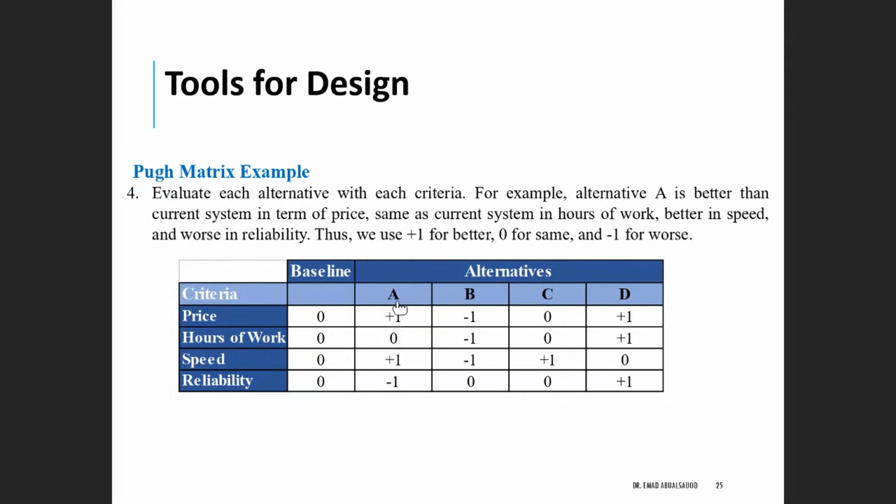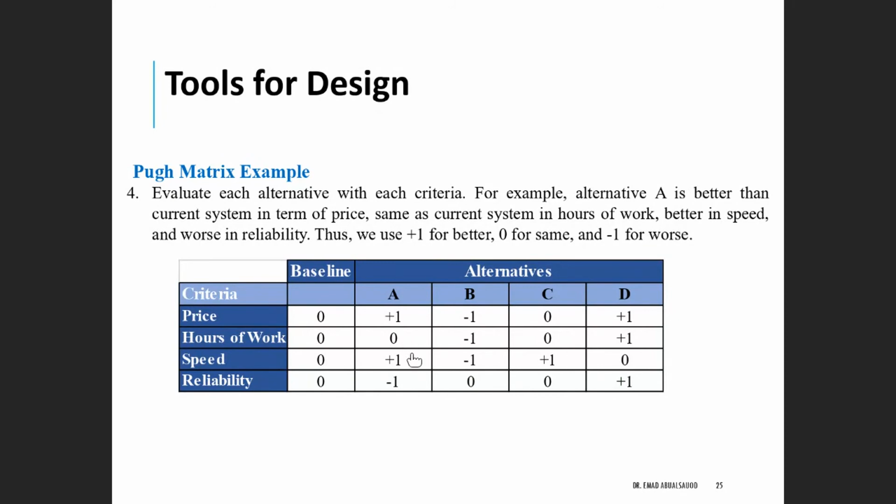For example, here, alternative A, when they compare it in the price with the baseline, it was plus. When it says plus in price, that means it's cheaper. Don't get it wrong. It doesn't mean that it's more expensive. In price, you always look for the savings. You don't look for increasing the price. So when it says plus, that means it's cheaper compared to the existing system. And when they compare alternative A with the hours of work, they found it is the same. So the hours of work for the current system and this alternative are the same.